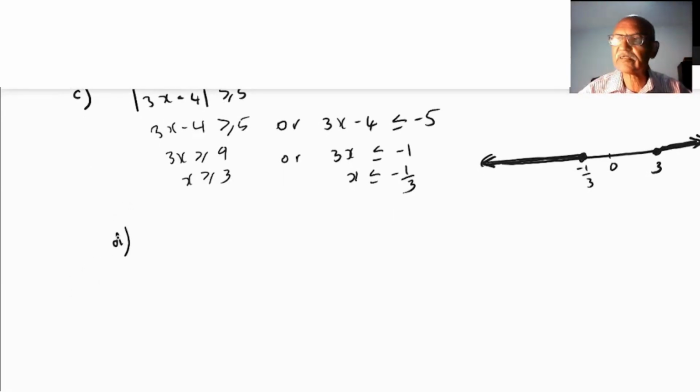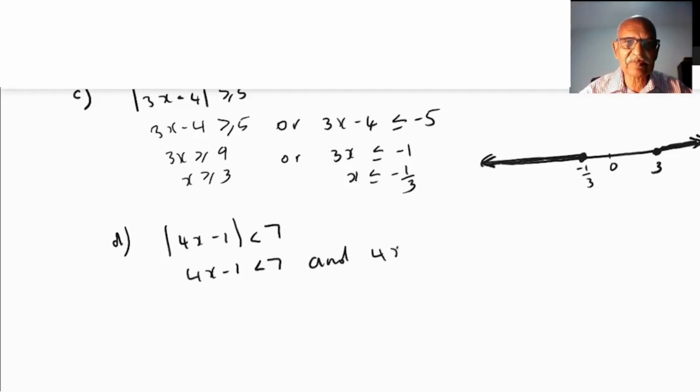Let's do more. Absolute value of 4x minus 1 less than 7. So it is less. Less is and. 4x minus 1 less than 7 and 4x minus 1 greater than -7. So remember, when it is less, we do less than this 7 and it must be greater than the negative.